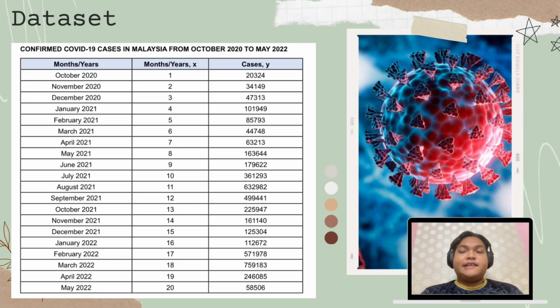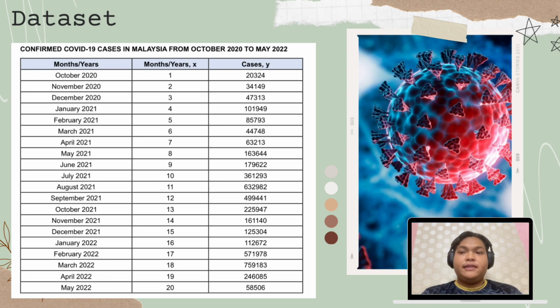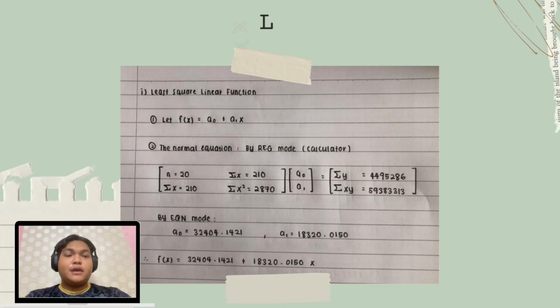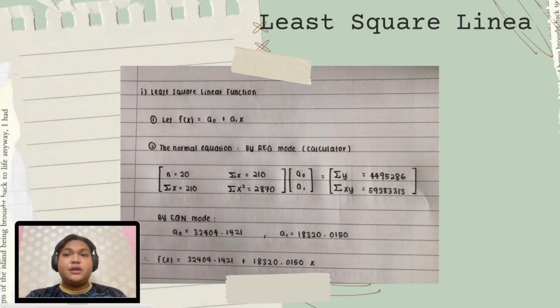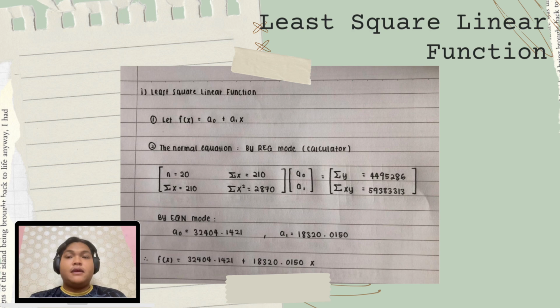As you can see here, this is the dataset of confirmed COVID-19 cases in Malaysia from October 2020 until May 2022. So here, the x-axis we use is months or years, and for the y-axis we use the confirmed COVID-19 cases. Okay, as for the first question, which is least square of linear function, here we let the function be a0 plus a1 x.